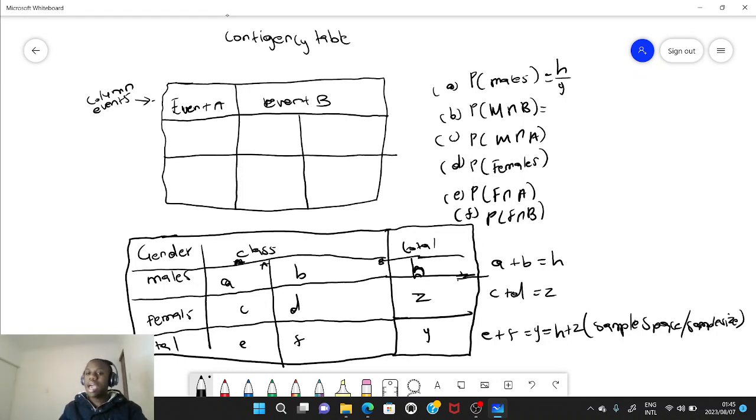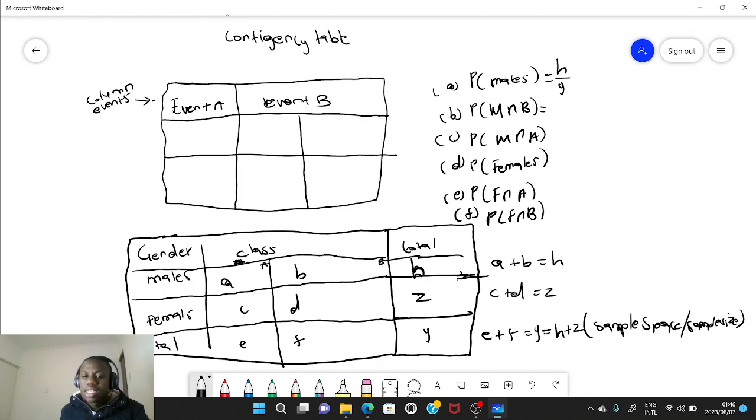Now in this case, I want a male. So you check the row for male. The first thing that you do, we consider the row for male. Which male? I want a male from class B. You will say, okay, here's male. Which class? We have class A and class B. Now I want the probability of attaining a male from class B.